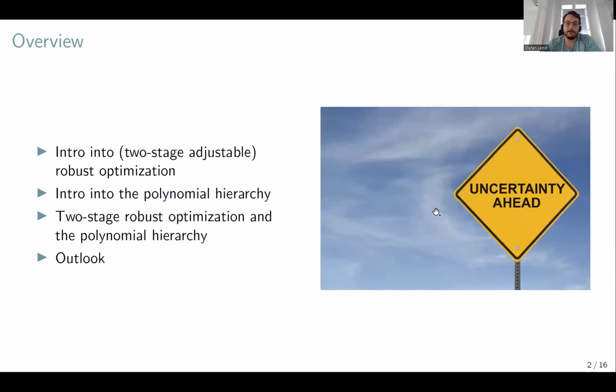A quick overview of what I want to present today. First, a very short intro, at least in this community, to two-stage adjustable robust optimization. Then a very short intro into the polynomial hierarchy and why it's interesting for us in this community. Then some results we were able to obtain, mainly focusing on the two-stage case. In the end, a few words on the multi-stage case for these kinds of problems.